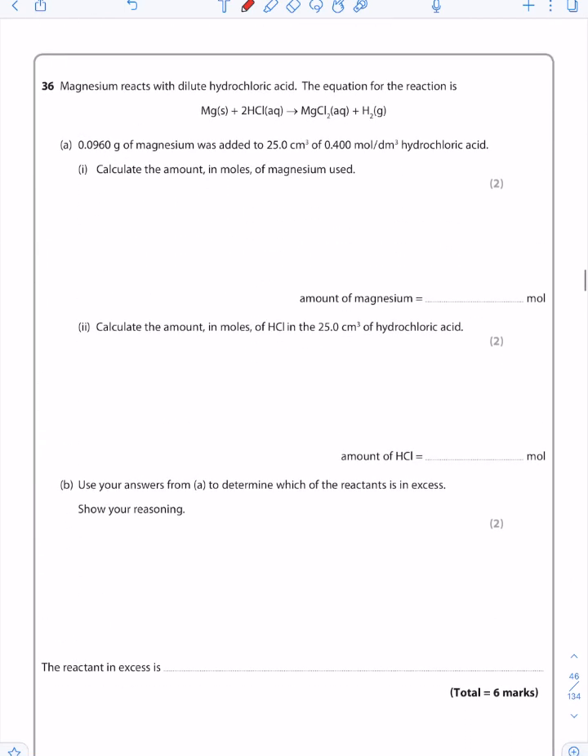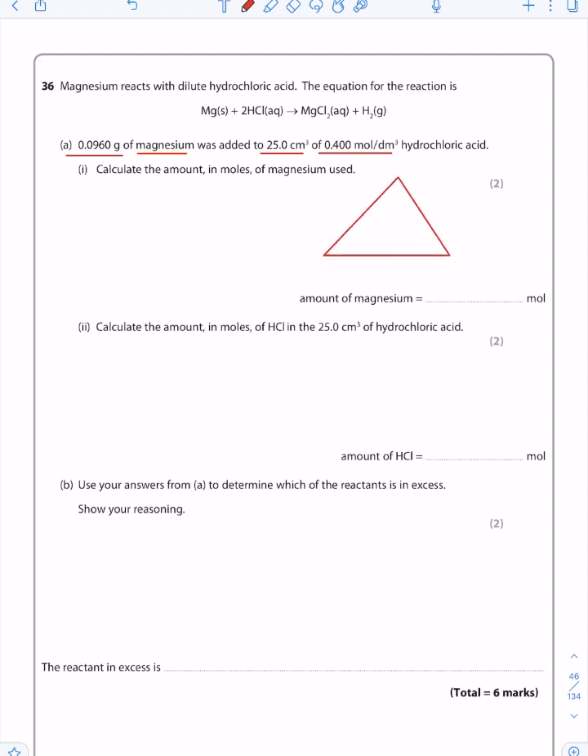Question 36. Magnesium react with dilute hydrochloric acid. The equation for this reaction is Mg plus 2HCl gives MgCl2 plus H2. Question A. 0.0960 gram of magnesium was added to 25.0 cubic centimeter of 0.100 mole per cubic decimeter hydrochloric acid. Calculate the amount in moles of magnesium used.